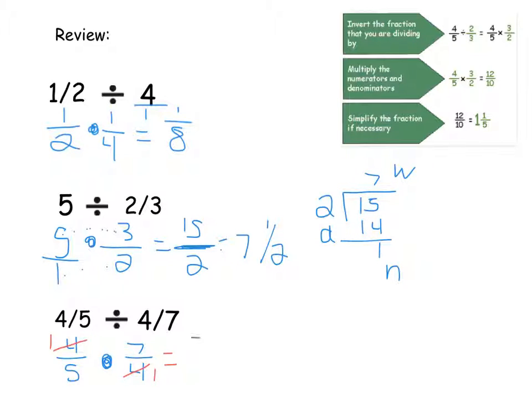1 times 7 is 7. 5 times 1 is 5. 5 goes into 7 one time with 2 left over. So we could make 1 whole with 2/5 left over.